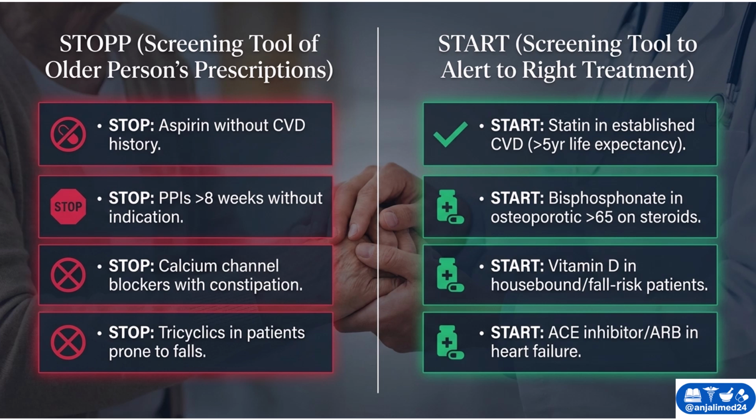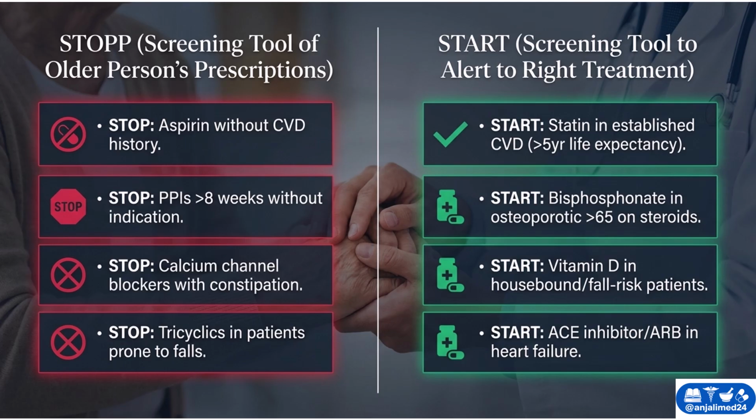STOPP and START criteria in geriatric prescribing. Medication safety in older adults is not only about identifying harmful drugs, it is also about recognizing when important therapies are missing. That is the foundation of STOPP and START criteria, two powerful clinical tools used in geriatric pharmacotherapy. Let's begin with STOPP, which stands for Screening Tool of Older Persons' Prescriptions.